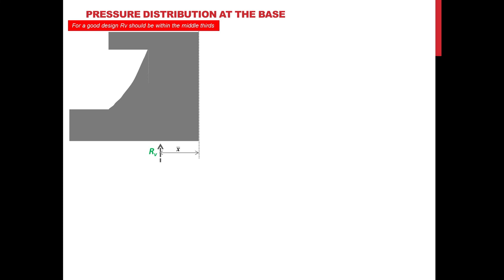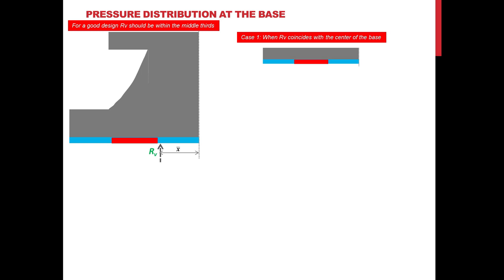For a good design, RV should be within the middle thirds. So what is the middle thirds? So if this is the base, we'll just have to divide that into 3 segments, where the middle zone will be the middle thirds. So case 1, when RV coincides with the center of the base. So if this is the base, the red portion is the zone of the middle thirds. Of course, these segments are equally divided, b all over 3.